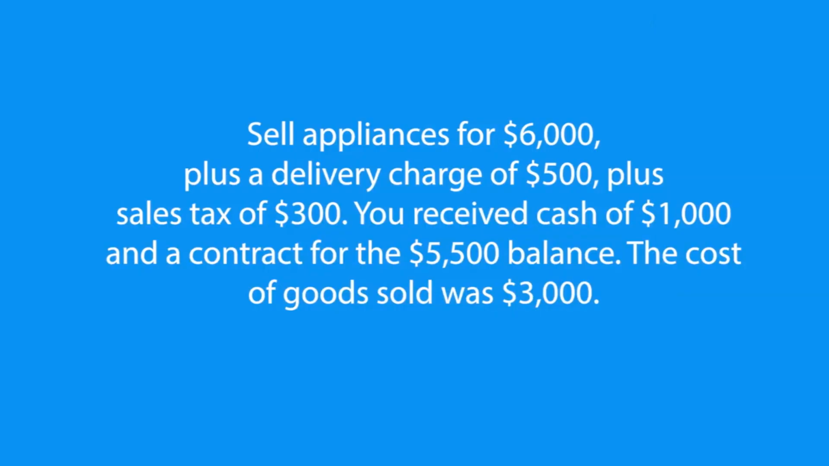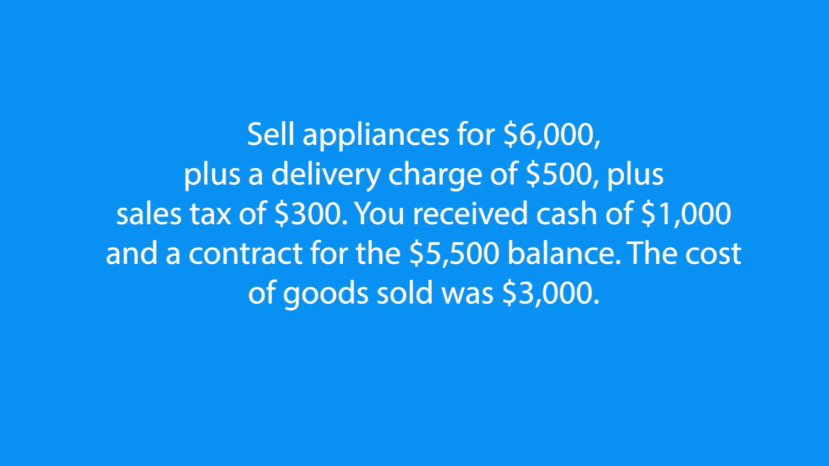So read through this with me. We sold appliances for $6,000, plus we added a delivery charge of $500, plus we added sales tax of $300. So, total bill is how much? $6,800. We received $1,000 in cash, and they signed a contract for the balance of $5,800 that we are going to sell to the bank. Okay? So we got two different things. We got cash and a contract, right?